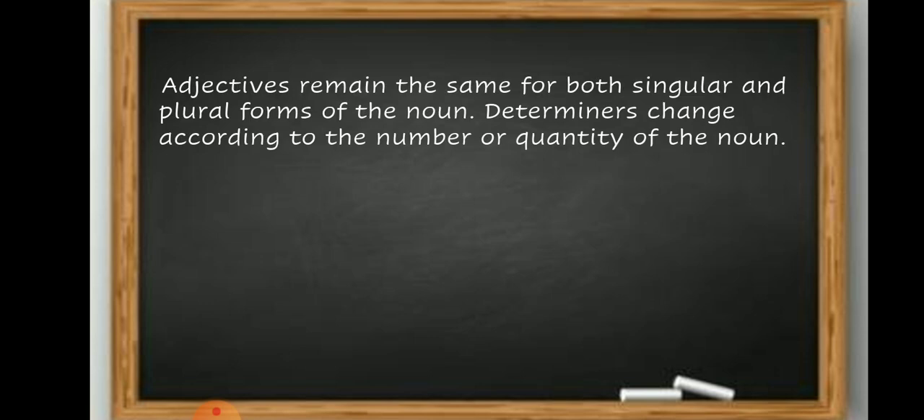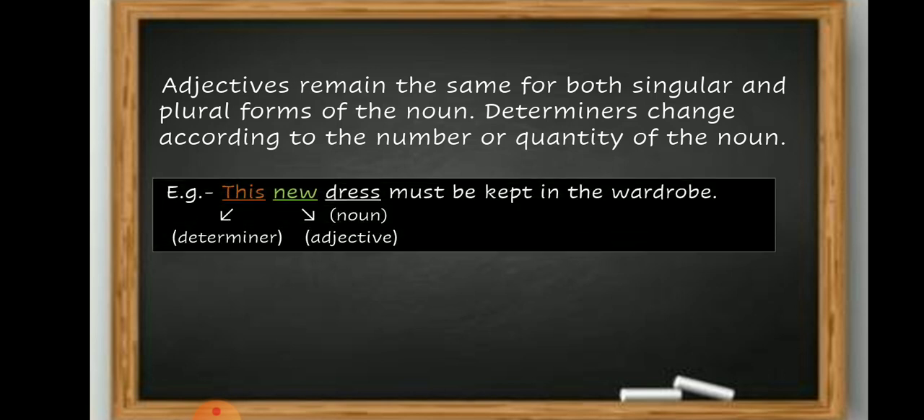Now the fourth difference. Adjectives remain the same for both singular and plural form of the noun. Determiners change according to the number or quantity of the noun. In the first example, this new dress must be kept in the wardrobe. This is the determiner and new is the adjective which have been used with the noun dress.